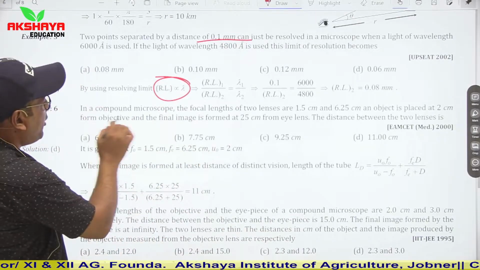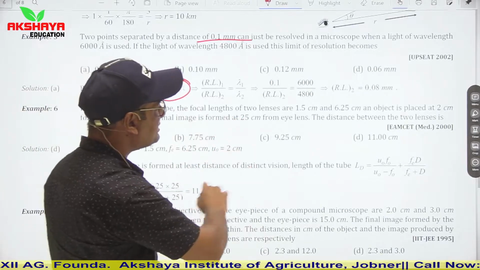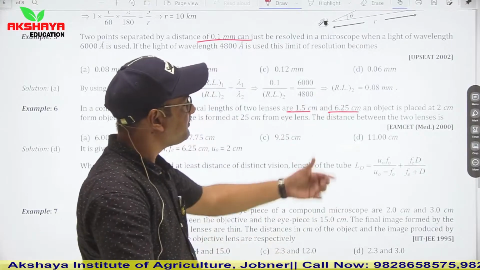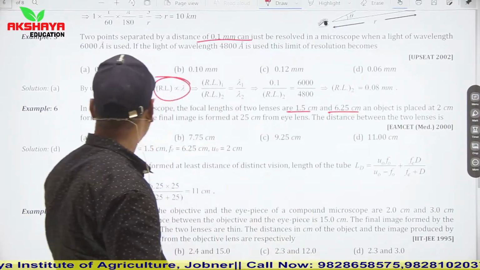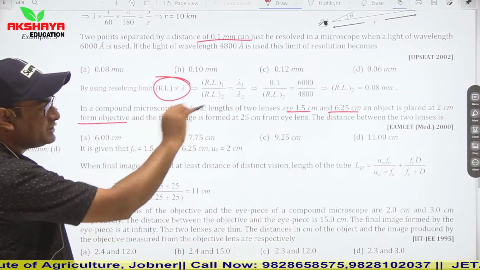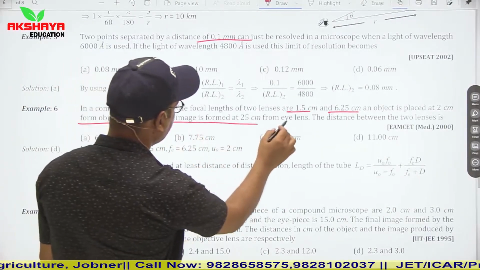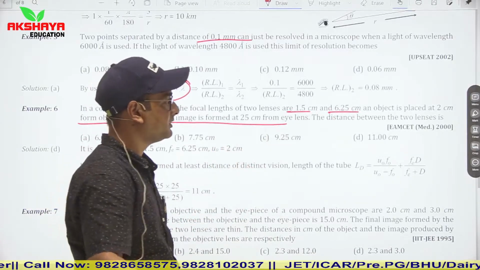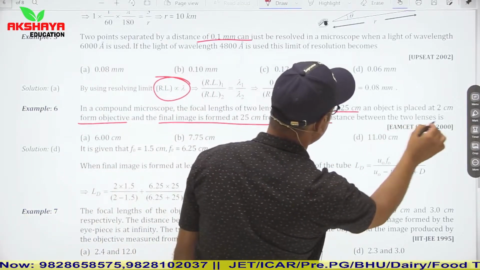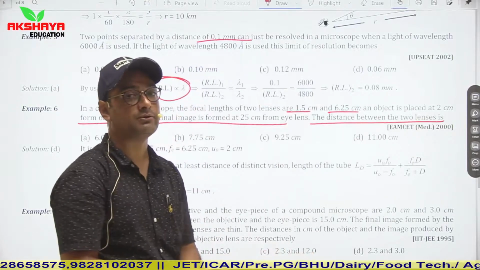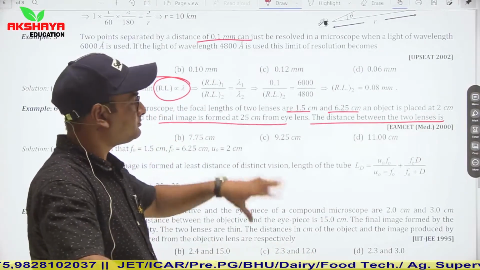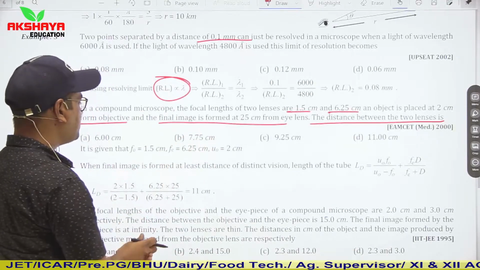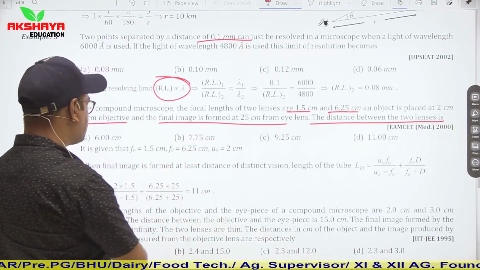Next, in a compound microscope, the focal lengths of the two lenses, the objective and the eyepiece, are given. An object is placed at 2 centimeter from the objective, so UO is given, and the final image is formed at 25 centimeter, meaning the image is formed at the least distance of distinct vision. The distance between the two lenses, meaning the length of the tube, we have to calculate. In this situation the final image is formed at 25 centimeter, meaning capital D.